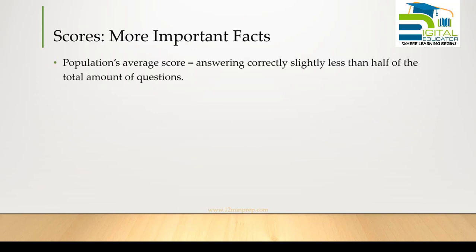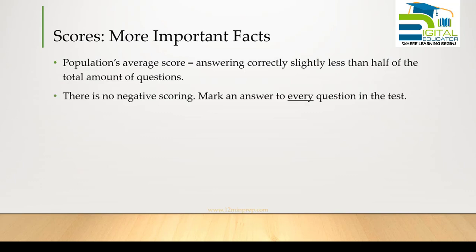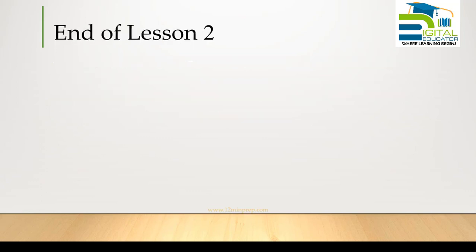When examining most cognitive ability tests, it turns out that the population's average score is achieved by answering correctly slightly less than half of the total amount of questions in the test. There is no negative scoring. Mark an answer to every question in the test. And remember that all questions equally contribute to the raw score.